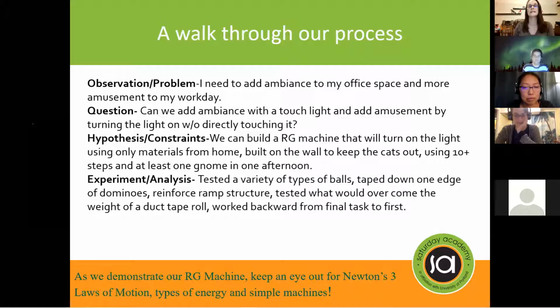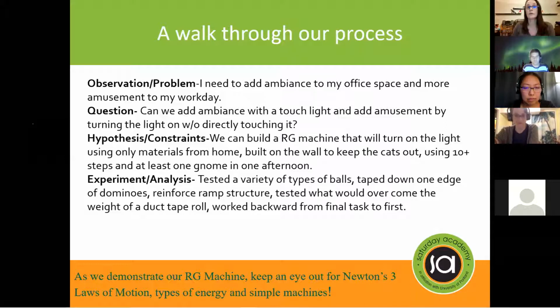We decided after running some experimentation that we needed to tape down 1 edge of all our dominoes so our domino chain would fall properly. Our machine back here behind me is on some shelving, which is very slippery. So our dominoes weren't falling correctly, and we had to make some accommodations for that.